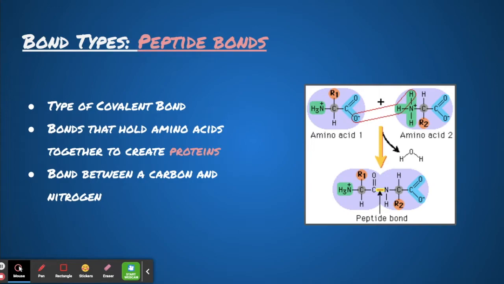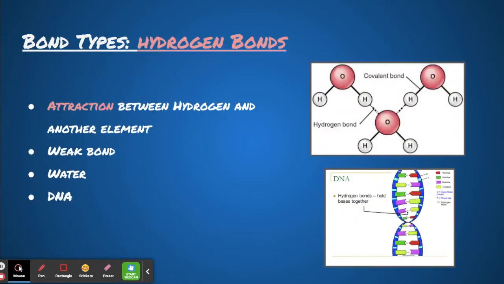And then finally we have peptide bonds, and this is also a form of a covalent bond, but it's a type of bond that holds amino acids together, and amino acids are linked together to create proteins. This typically happens between a carbon and a nitrogen. And then finally we have hydrogen bonds, which are when there's an attraction between hydrogen and another element. Hydrogen bonds are very weak, but they're very important to create all of the unique special properties in water, and they are also important to help with stability of the DNA double helix by holding the bases together.